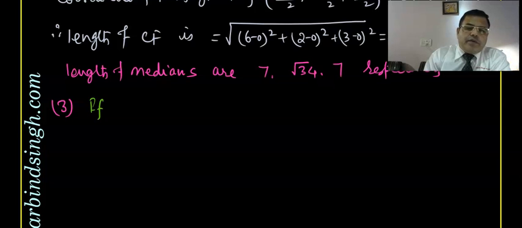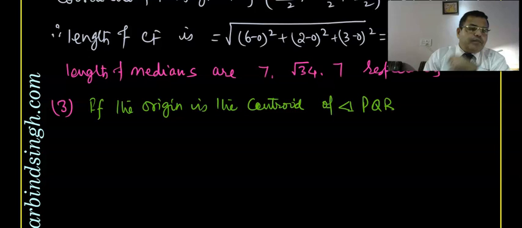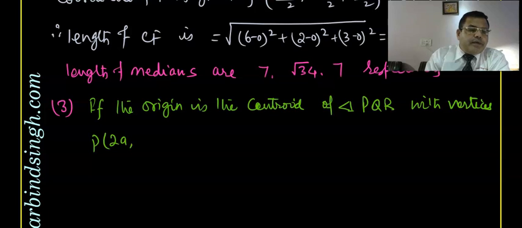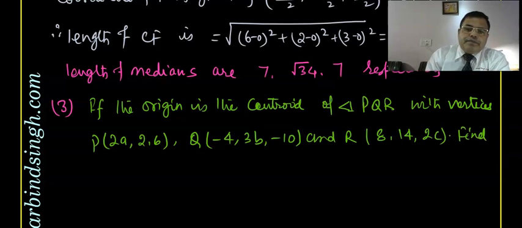If the origin is the centroid of triangle PQR with vertices P (2a, 2, 6), Q (-4, 3b, -10) and R (8, 14, 2c), find the value of a, b, c.